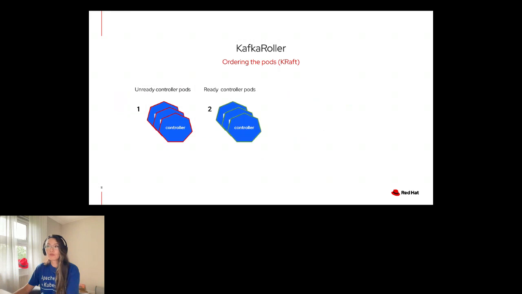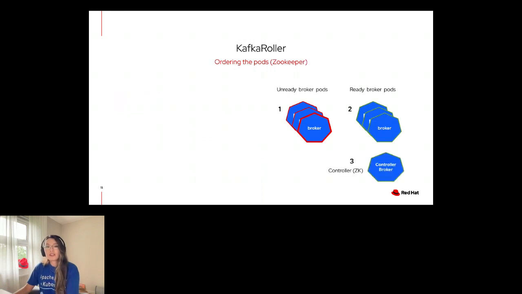And one of the controller pods will be the active controller, or the quorum leader. Restarting the active controller is potentially a destructive event, because that would mean the brokers would need to reconnect and a new active controller would need to be re-elected. So this is why we want to do this last. We put the active controller last of the controller nodes, and then we put the unready broker pods, and then the broker pods. And if you're running in Zookeeper mode, one of these brokers is also the controller. So again, that controller would be restarted last.